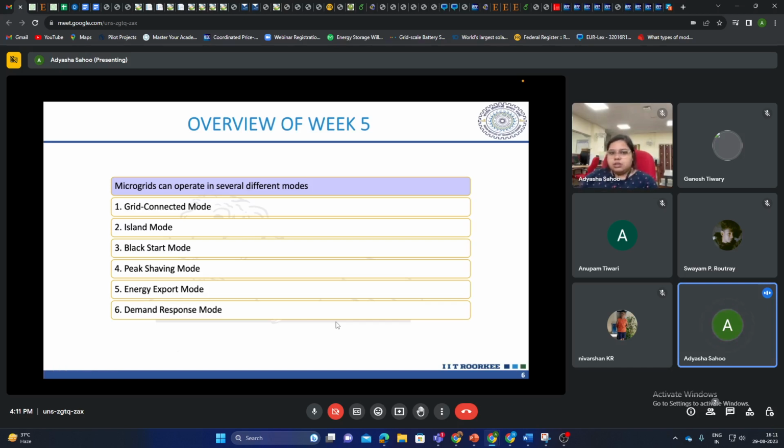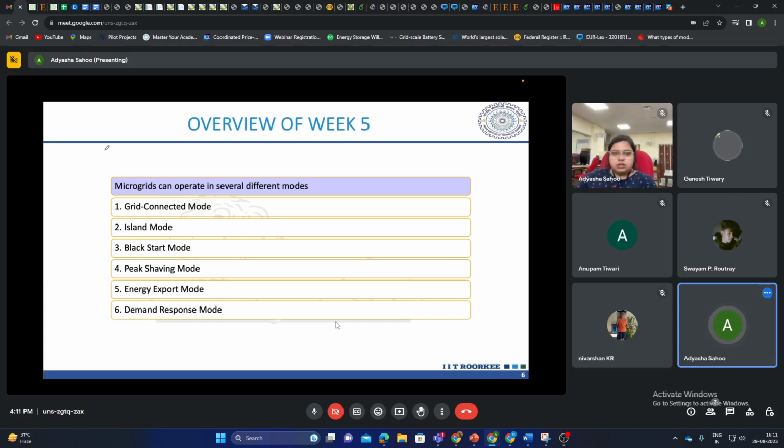Next, we'll discuss the various operating modes of these microgrids. Microgrids can operate, first, in grid connected mode, that is, they will be in synchronous operation with the grid, and they can import or export the energy required according to the generation and demand in the microgrid.